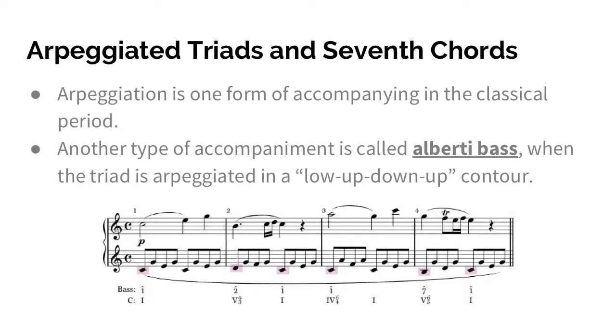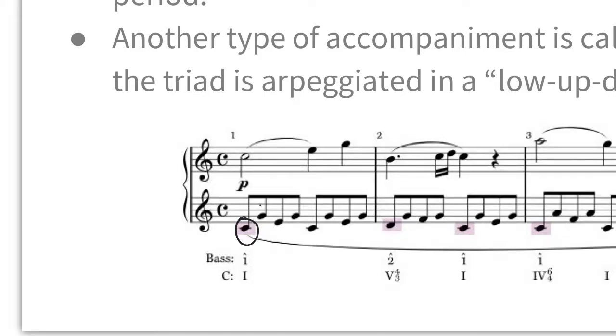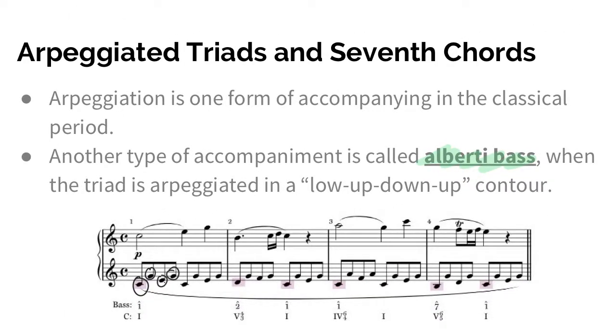And then another way of arpeggiation is something we call Alberti bass. Over here, if you see this, it says Alberti bass. Okay, so this means the triad is arpeggiated in a low, up, down, up contour. So if you see here, low, up, down, up. So it's arpeggiating the 1 chord in C, which is C, E, G, something you've heard a lot of times in a lot of music. Okay, make sure you listen to that example.